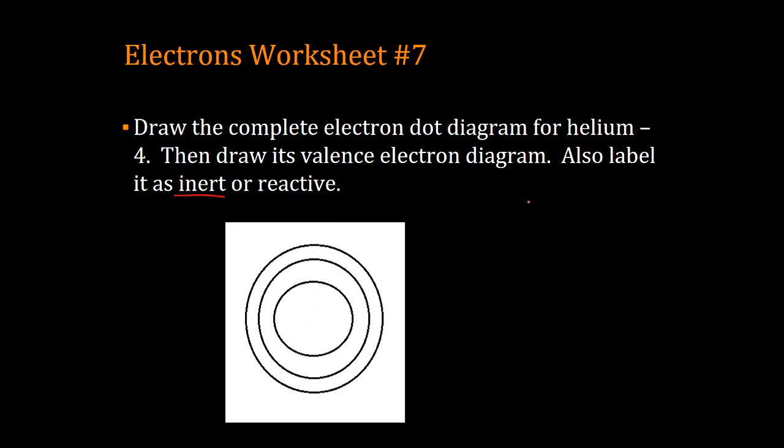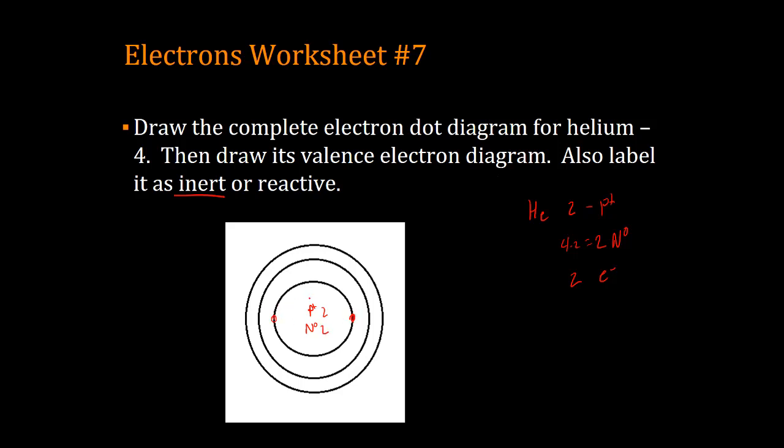So for helium-4, we look up helium on the periodic table. It's got 2 protons. Helium-4 means that 4 minus 2 equals 2 neutrons. And because it's got 2 protons, it also has 2 electrons. So I'm going to go ahead and put that: protons are 2, neutrons are 2, and then 2 electrons.